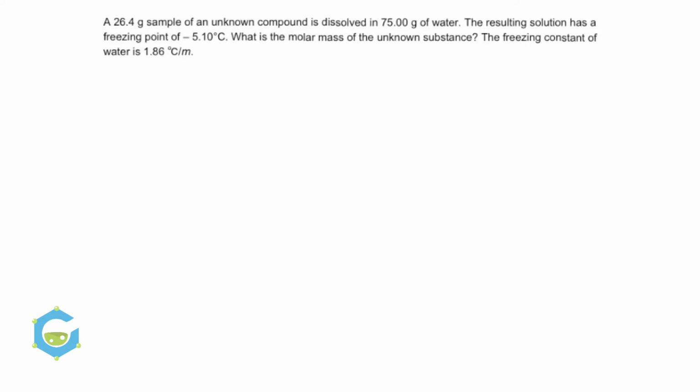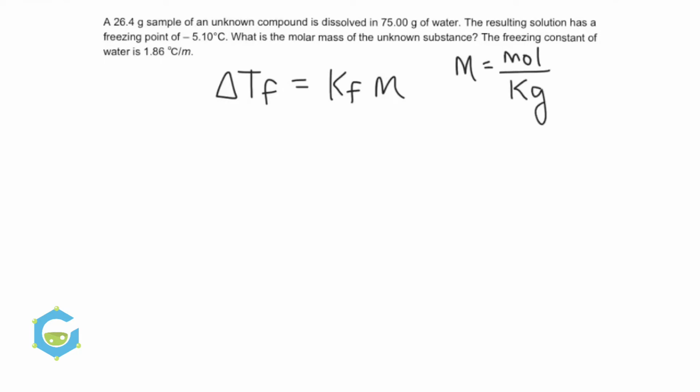The freezing constant of water is 1.86 degrees Celsius per molar. So we're dealing with the colligative properties, and we're dealing with freezing point depression. I'm going to start with the equation for freezing point depression, which is the change in freezing point, delta T sub F, is equal to the freezing constant times the molality of the solution. Remember that molality stands for the moles of solute per kilogram of solvent. In this case, the solvent is water, and the moles refers to our unknown compound.